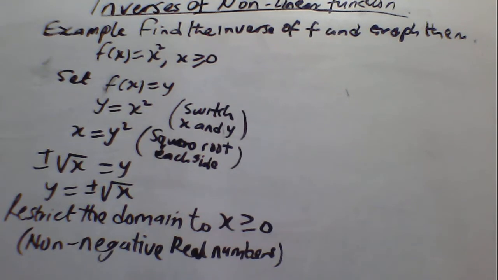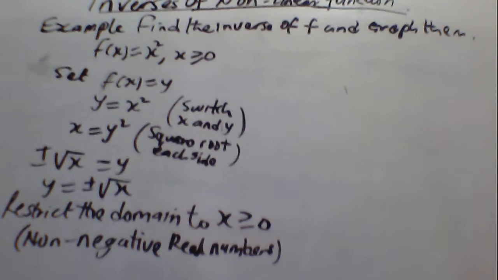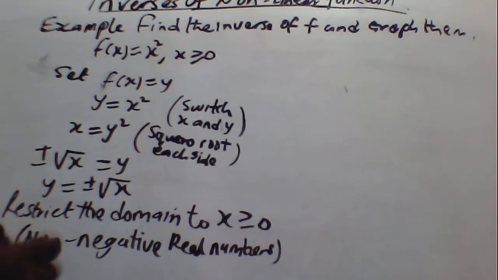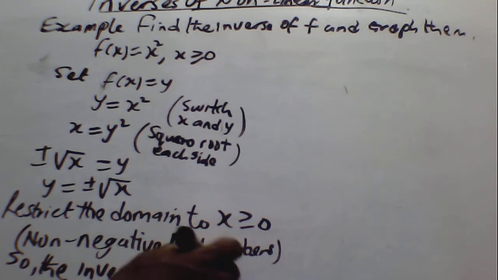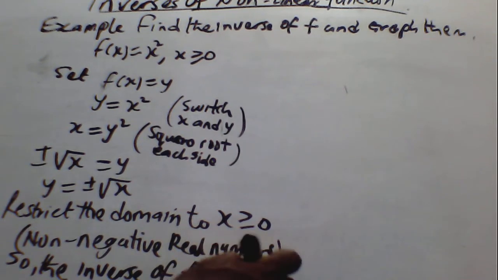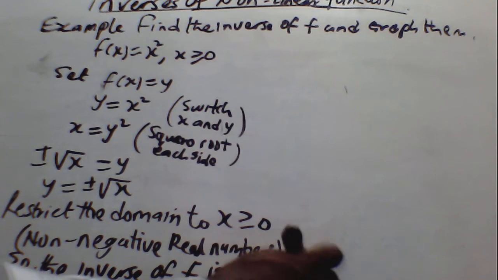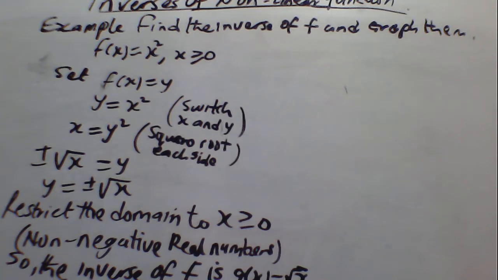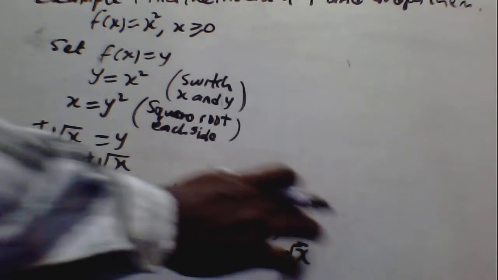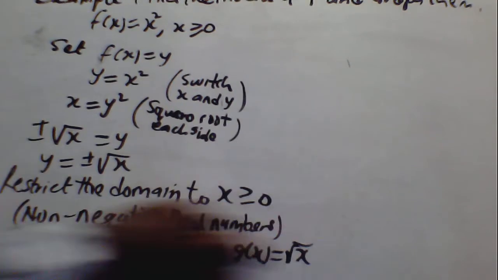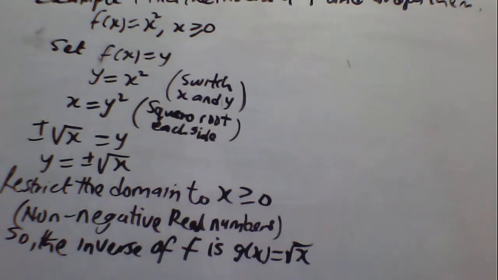So once we have done that, you see that the inverse of f is g of x equals what? The square root of x. The inverse of f will be what? g of x equals what? The square root of x, because the restriction has made it possible.